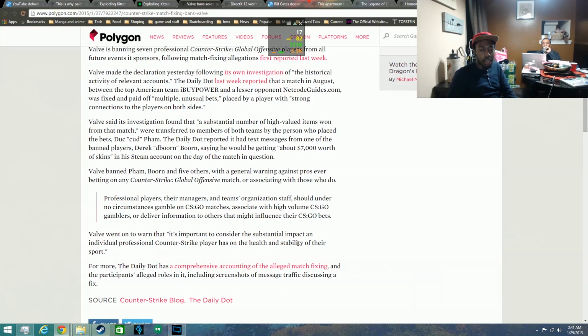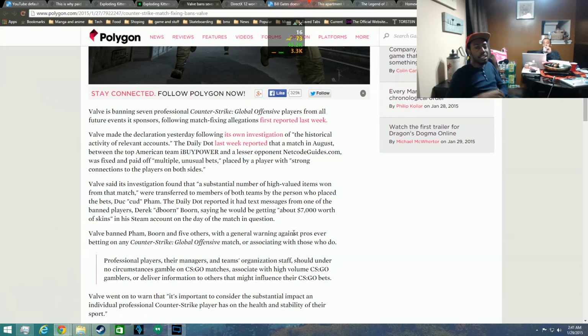So what Valve did is ban them and put out this whole statement: professional players, their managers and team organization staff should under no circumstance gamble on CS:GO matches, associate with high volume CS:GO gamblers, or deliver information to others that might influence their CS:GO bets. They told all their partners that run CS:GO tournaments, we're banning these people from our tournaments, or you should ban them too. Pretty much saying, come on guys, help us out. And all those teams are banned.